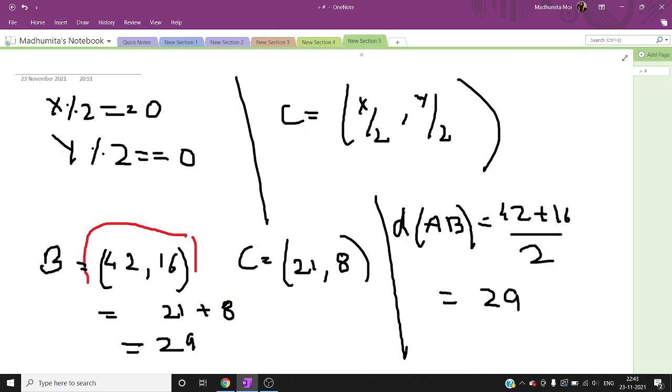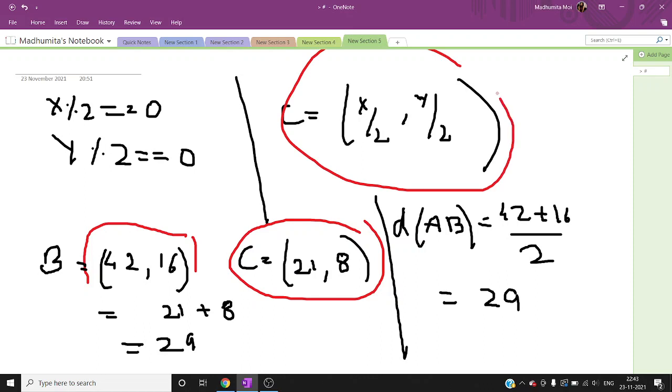The third case we have is if both x comma y are even. In that case also, the distance of A to B is going to be even. So in that case we're going to put the coordinate of C to be the division, that is, the coordinate of C is going to be x by 2 and y by 2.